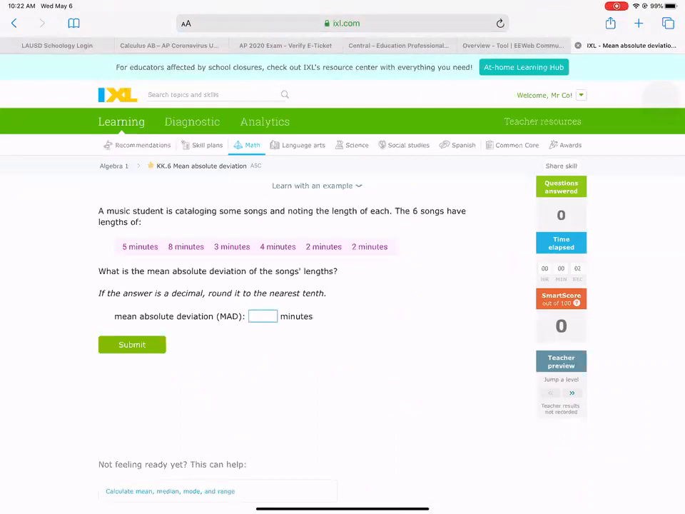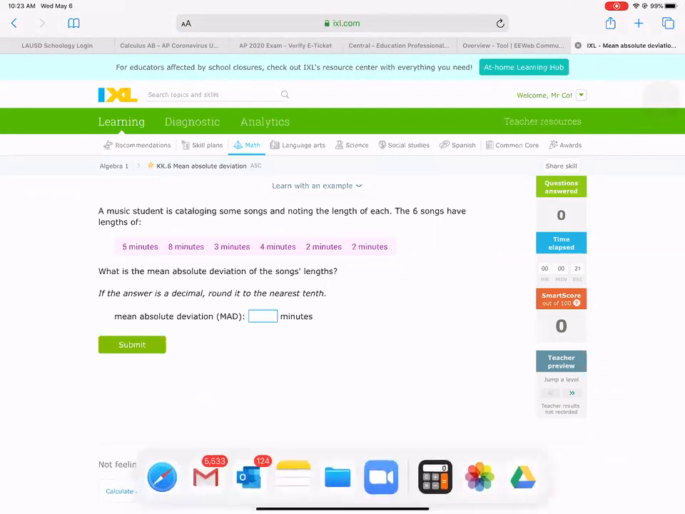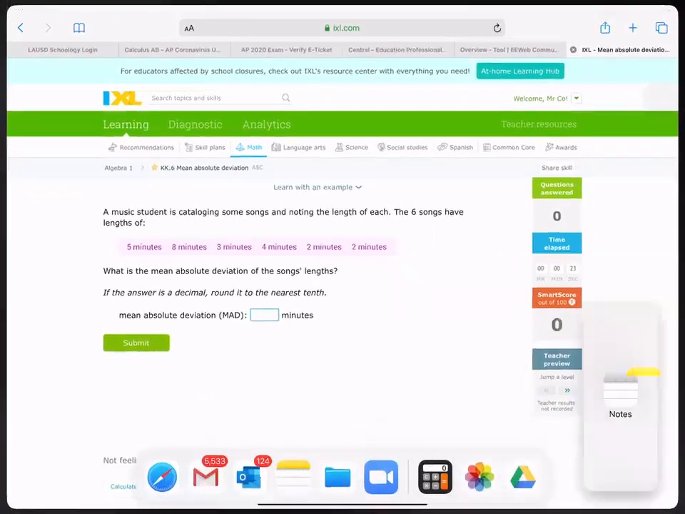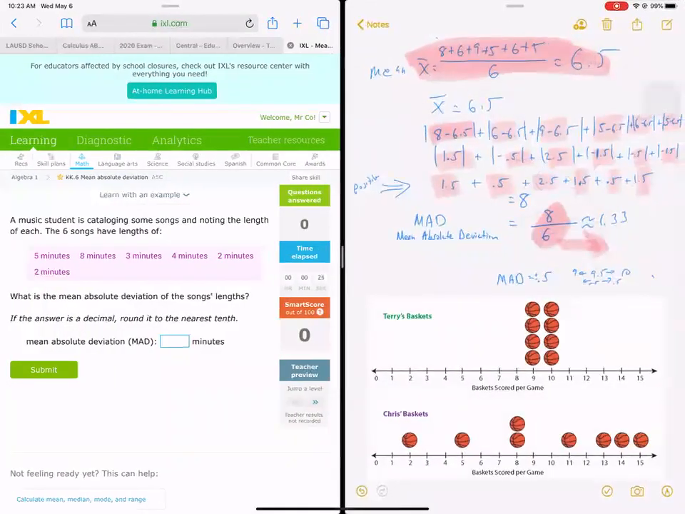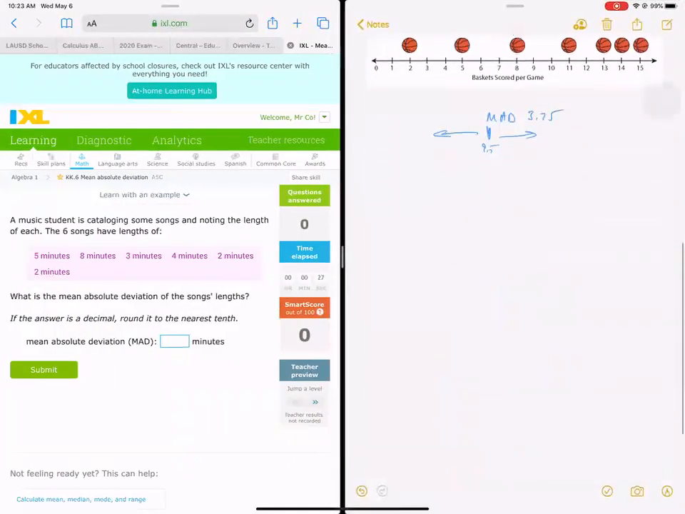A music student is cataloging some songs and noting the length of each. The 6 songs have a length of 5 minutes, 8 minutes, 3 minutes, 4 minutes, 2 minutes, and 2 minutes. What is the mean absolute deviation of song lengths? The answer is a decimal, round to the nearest tenth. Okay, so let's come up with a place to work. Our numbers are 5.